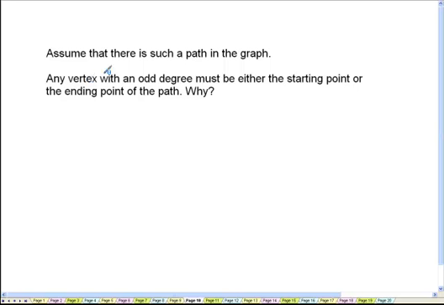Any vertex, in that case, any vertex with an odd degree in that graph must either be the starting point or the ending point of the path. Why is this true?